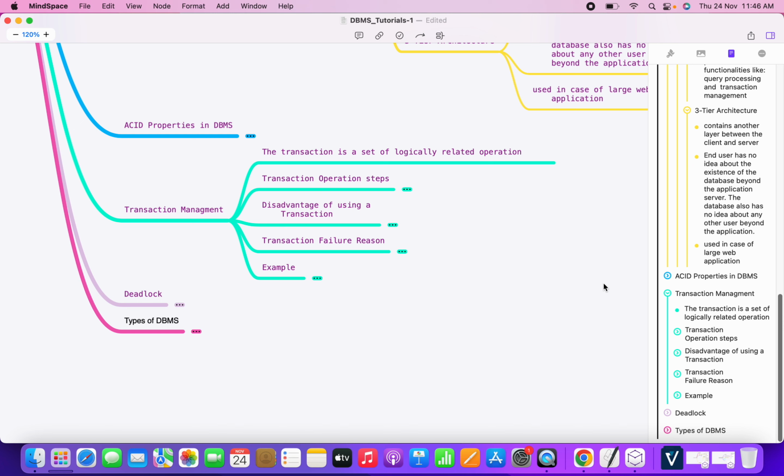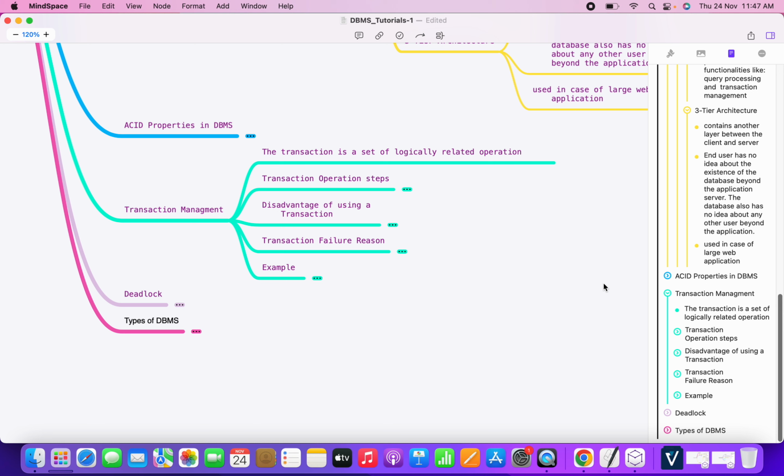We are going to talk about transaction management. In the previous sessions we have seen what the ACID properties are and why we require them. Now in this session we are going to cover transactions: what the advantages are, what the operations are, what the steps are, what the failure reasons are, and what the disadvantages are.